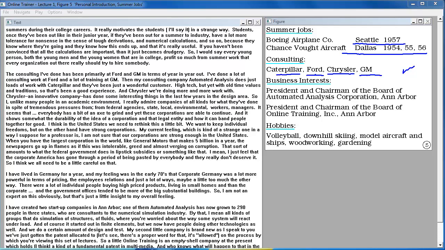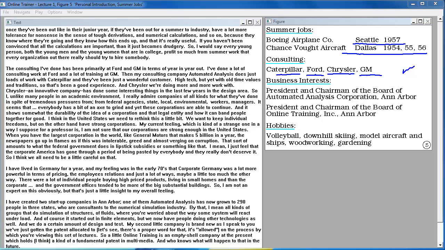There were a lot of individual people buying high-priced products, living in small homes, and then the corporate and the government offices tended to be more of the big substantial buildings. So I'm not an expert on this, obviously, but that's just a little insight to my overall feeling.